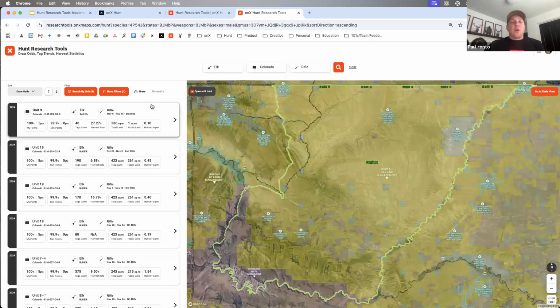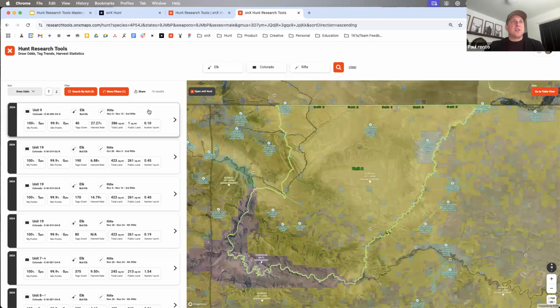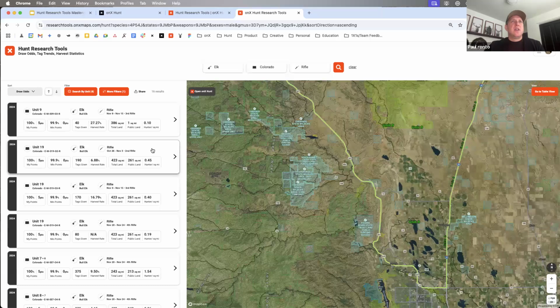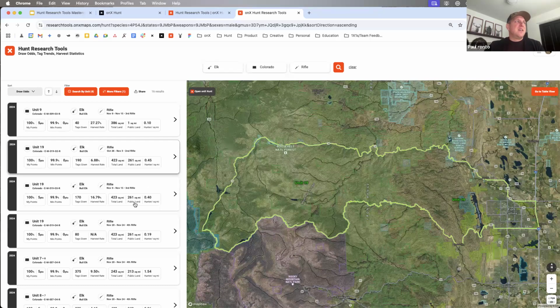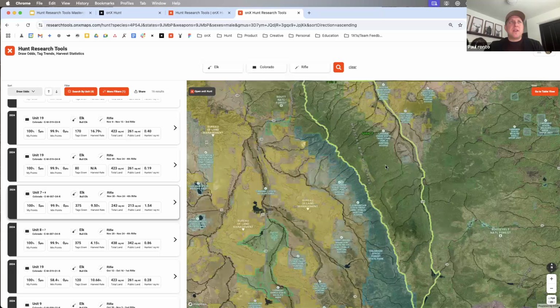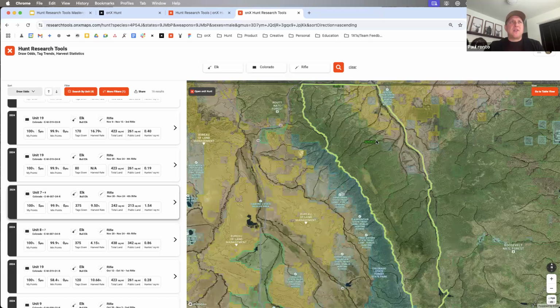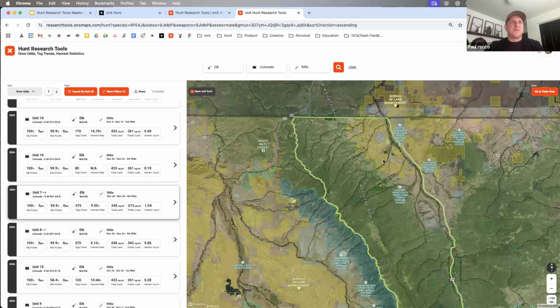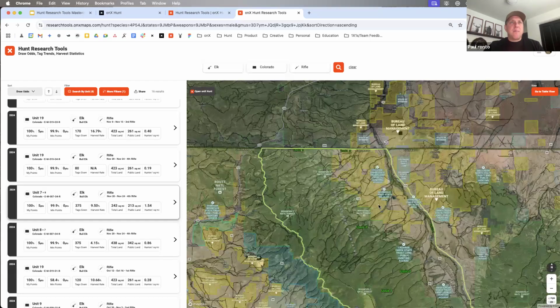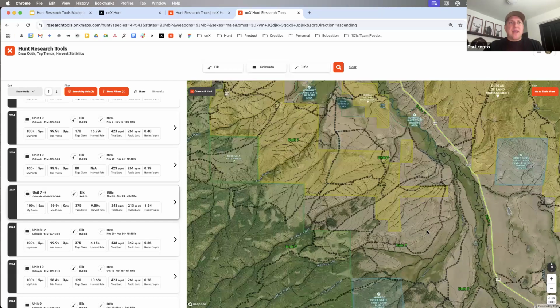Now the next thing you'll notice is we've got this big map over here. When I click one of these cards, it is going to move the map to the unit that I'm looking at. So here's unit 9, here's unit 19. Let's see what else. Here's unit 7. It's going to show me in here how much public and private land there is. It looks like all this green is national forest. If you know our app well, you know yellow is BLM. Some of this is private land as well.